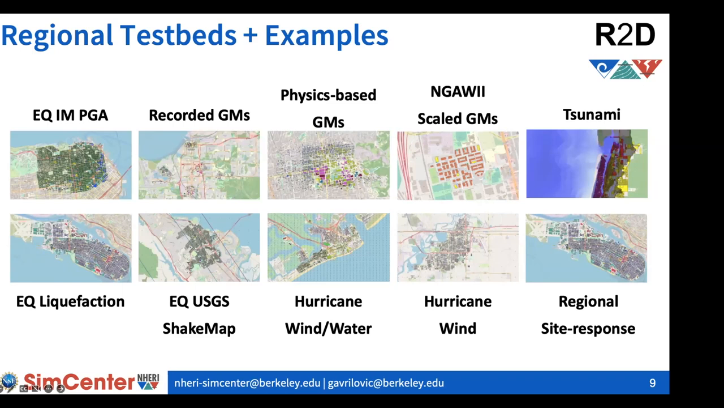And note that many of these examples are watered down test beds. So you'll see a few thousand buildings here, but we have test beds that are hundreds of thousands, millions of assets that we've run on the supercomputer. So it's quite powerful the amount of assets you can run.